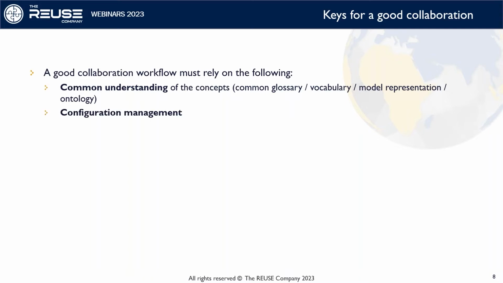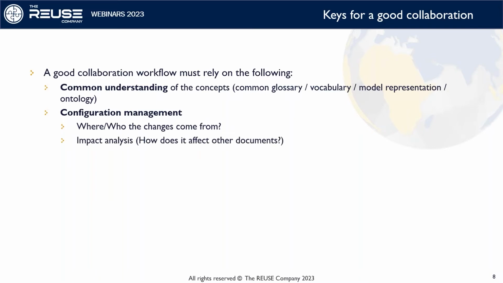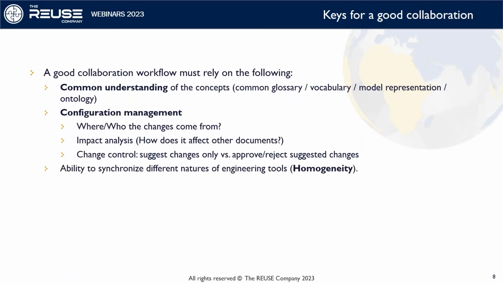We have to make use of configuration management because we have to know who the changes come from, because this enables to know what is the intent of the change and also what is the goal. So also the impact analysis, which is related to that. So how does this change affect other documents? And also change control. So define who is going to suggest changes and who has the ability to approve or reject the suggested changes.